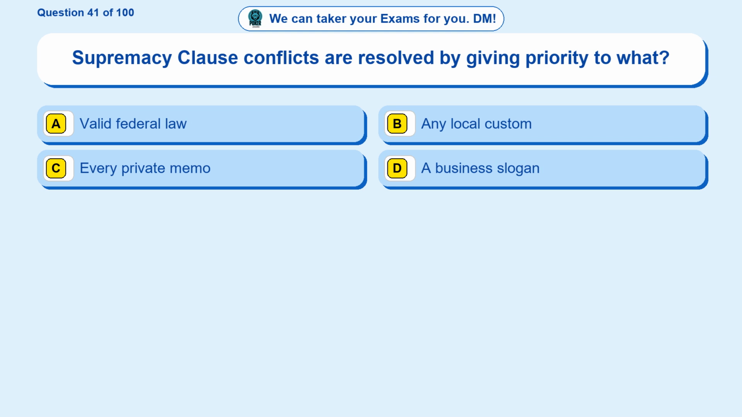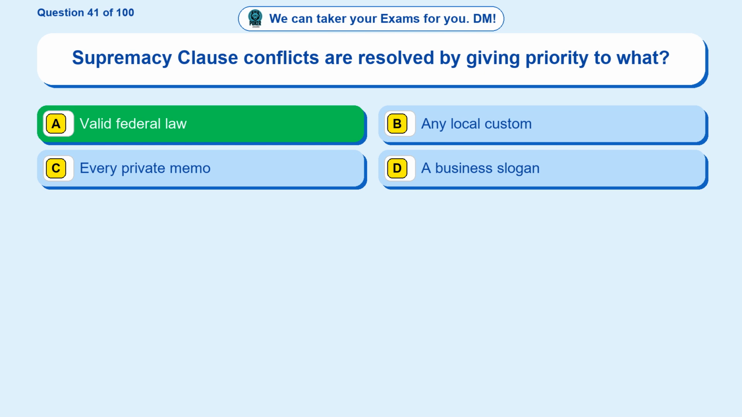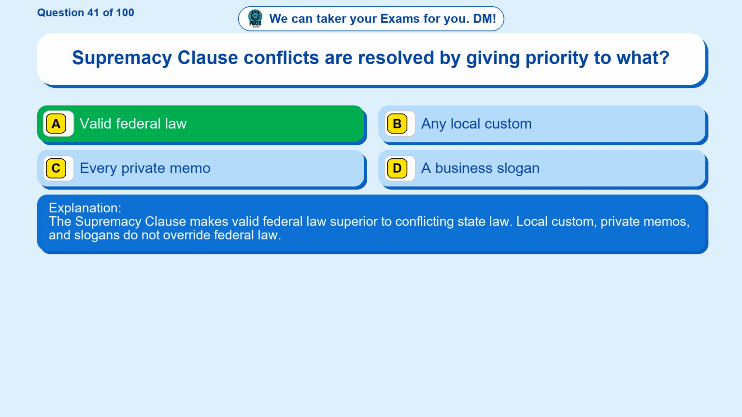Question 41. Supremacy Clause conflicts are resolved by giving priority to what? Option A, valid federal law. Option B, any local custom. Option C, every private memo. Option D, a business slogan. The correct answer is option A. Valid federal law. The Supremacy Clause makes valid federal law superior to conflicting state law. Local custom, private memos, and slogans do not override federal law.